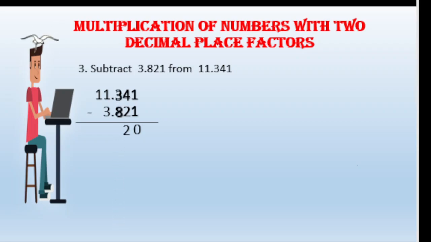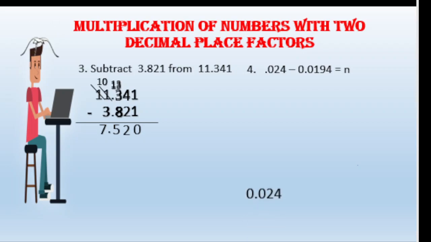Rename the 11. So 1 will become 13, minus 8 is equal to 5. And then of course 1 becomes 0, and then 10 minus 3 is equal to 7. Then put the decimal point, and then your answer is 7.52. And then next you have 24 thousandths minus 194 ten-thousandths.